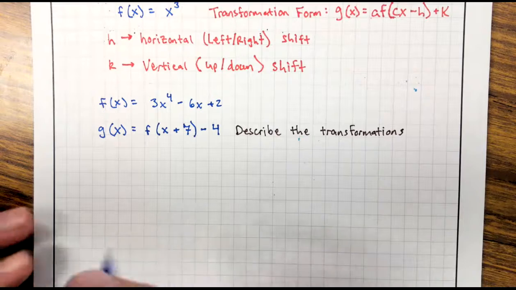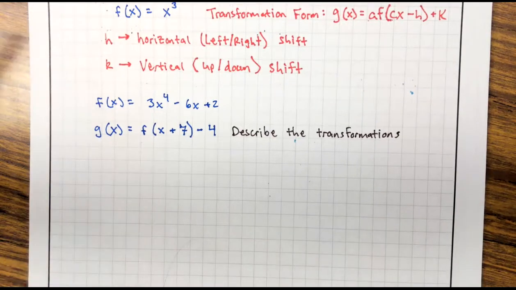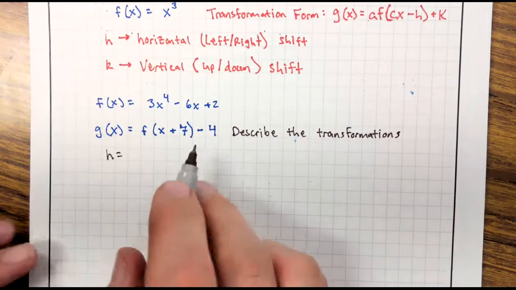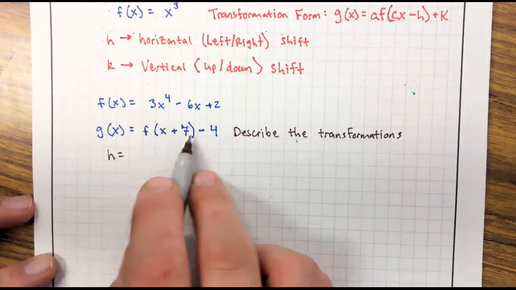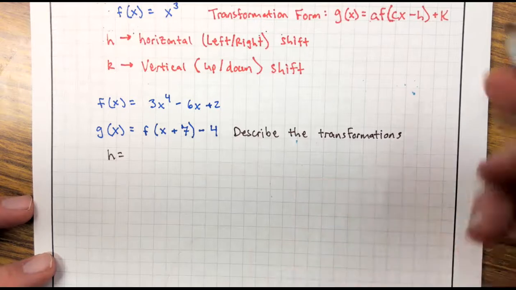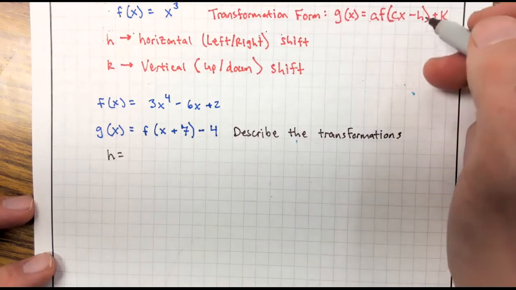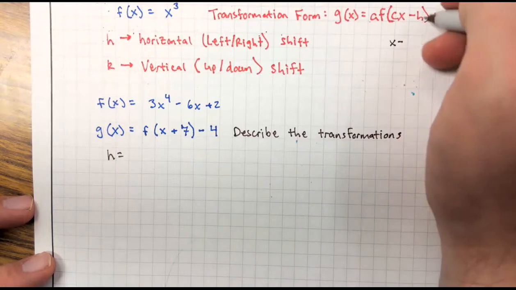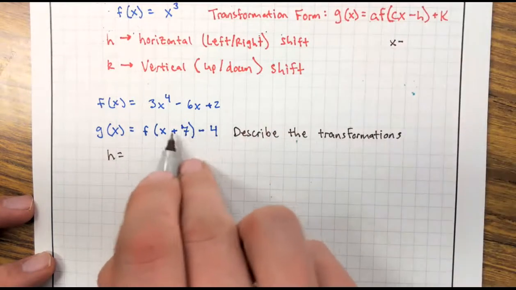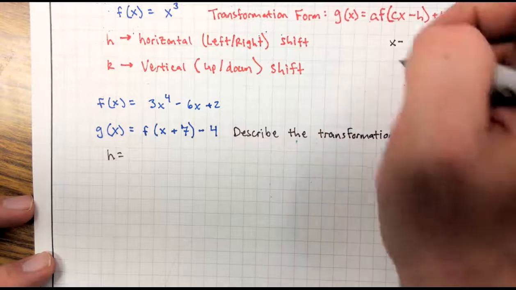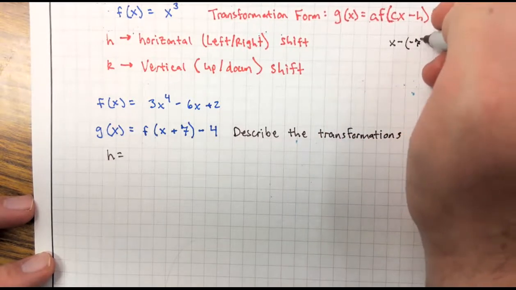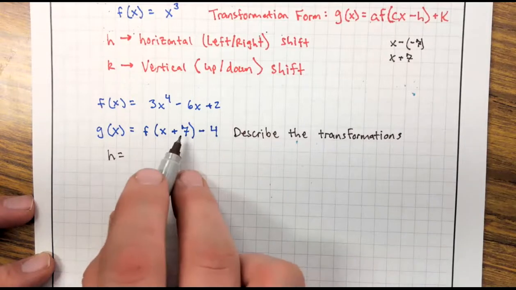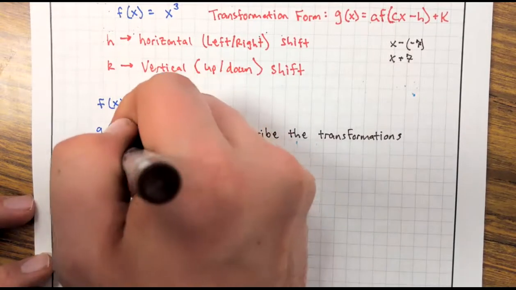So let's define those and then talk about what they're doing. So our h value, what does h equal? And this is what I was saying, it gets a little bit confusing. We know that it says x plus 7, but remember this form up here, it goes x minus whatever that h value is. So to make it equal positive 7, I would have plugged in negative 7 for h to get x plus 7. So the h value of this transformation is actually not positive 7, it's negative 7.